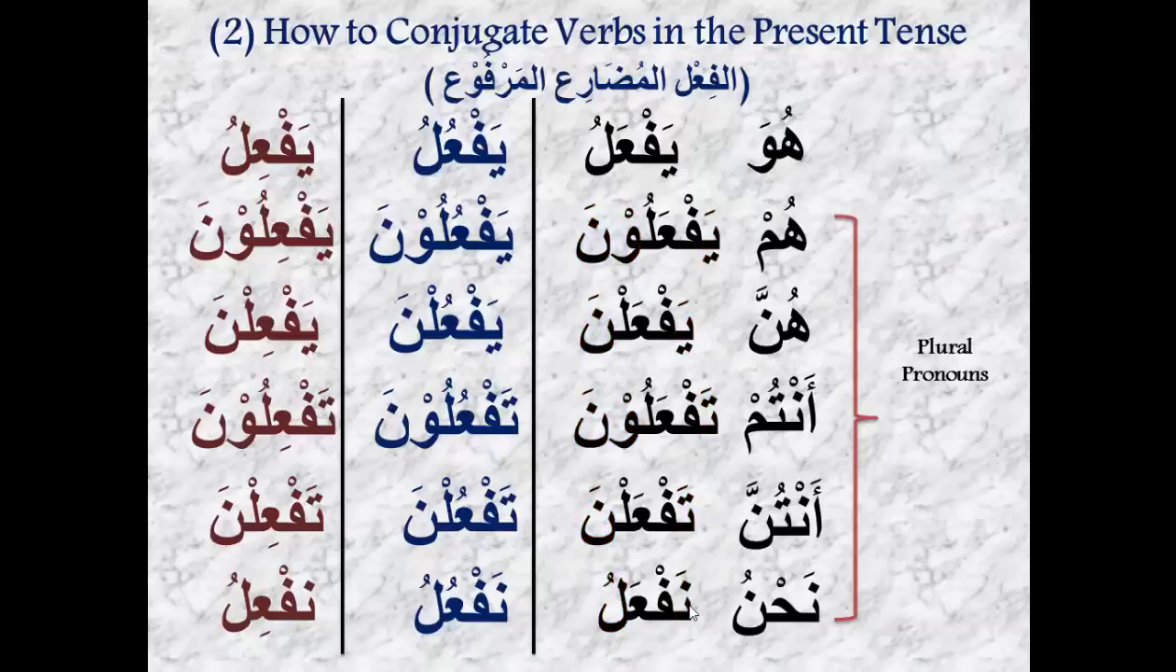Now I want you to pay attention to the modifications we've made. Hum yaf'aluna, we've added the una to the back, just like we did for antum. So they and you all are very similar. The only difference is the ya and the ta in the front. Hunna and antunna are very similar, except for the ya and the ta in the front. And nahnu, naf'al. The noon corresponds to the noon in nahnu.